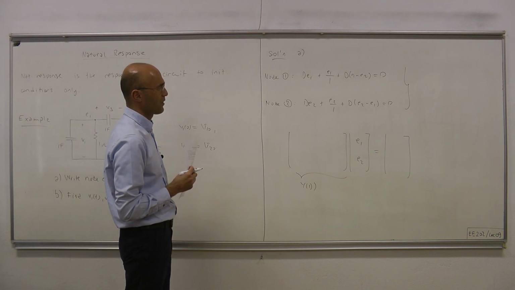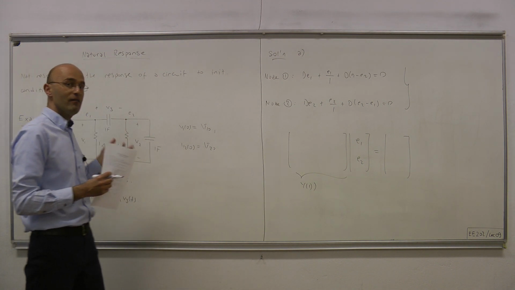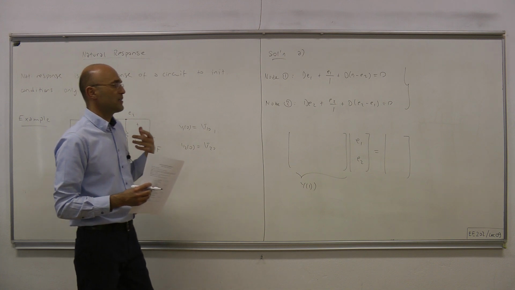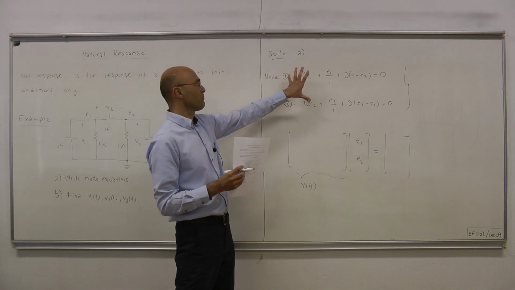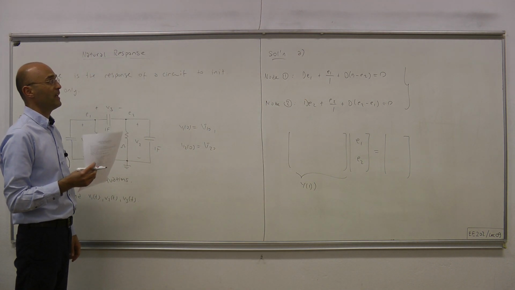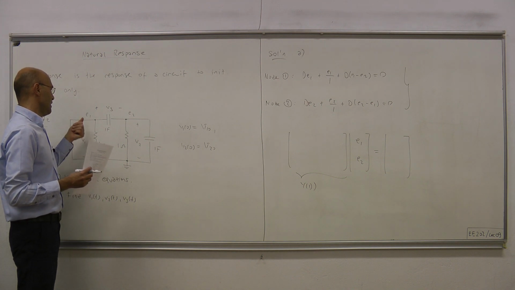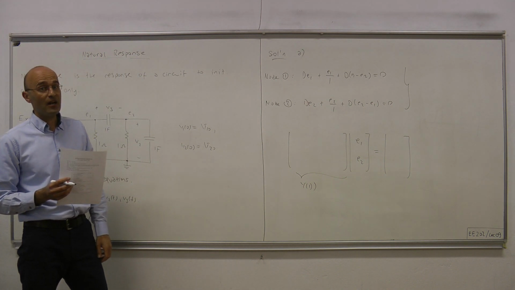The right hand side consists of the inputs in the circuit, which we don't have any, plus the certain initial conditions if you have some integral terms. Again, for this example, we don't have any integral terms because we are formulating the circuit through node voltages and we don't have any inductors in the circuit.